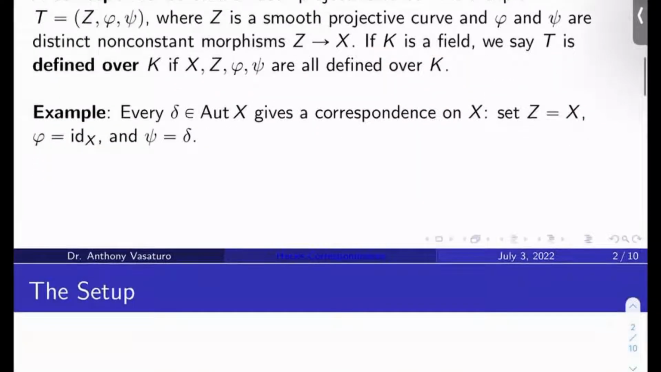All right. Here's a quick, stupid example. If I give you a delta in the automorphism group of X, this gives a correspondence on X. Just set Z equal to X, phi equal to the identity map on X, and psi equal to delta. So you've got a map X to X given by the identity. You've got another map X to X given by delta.